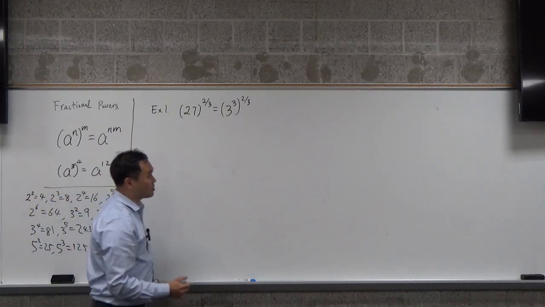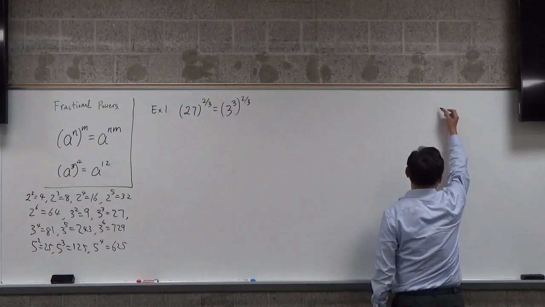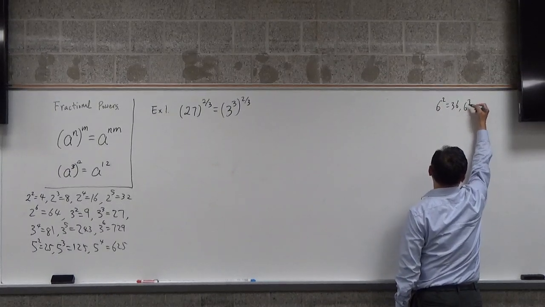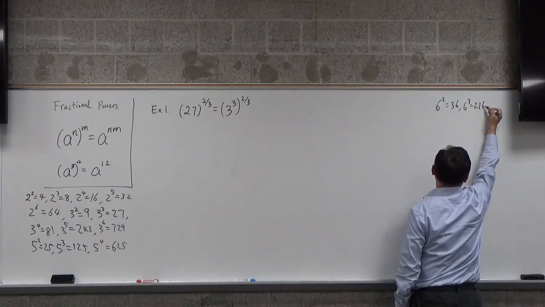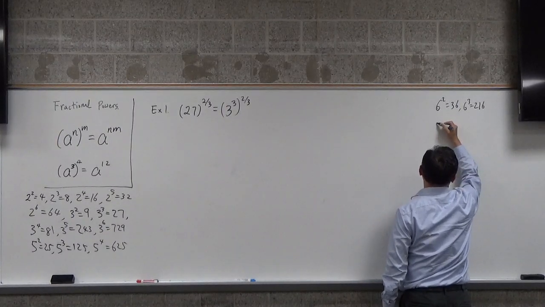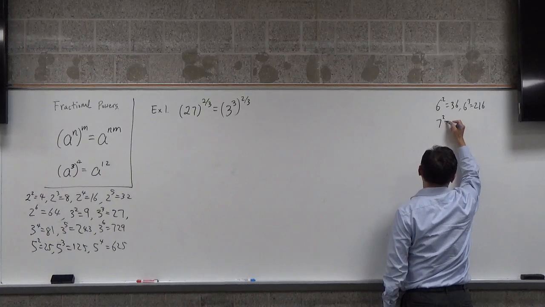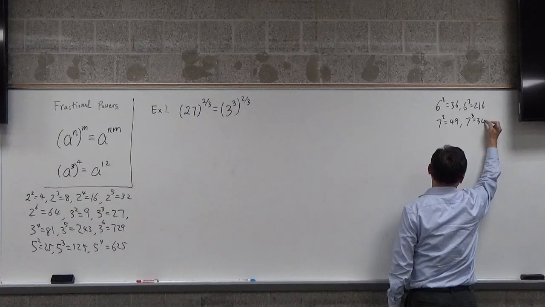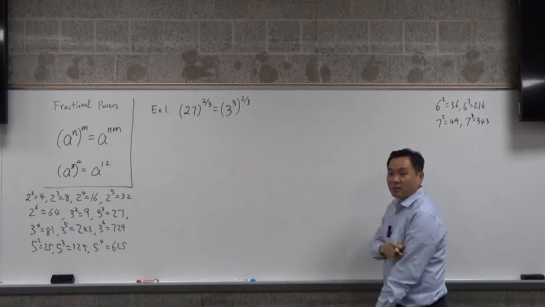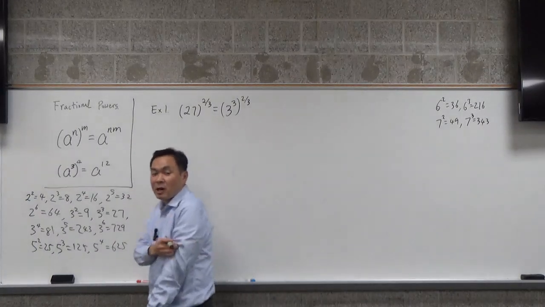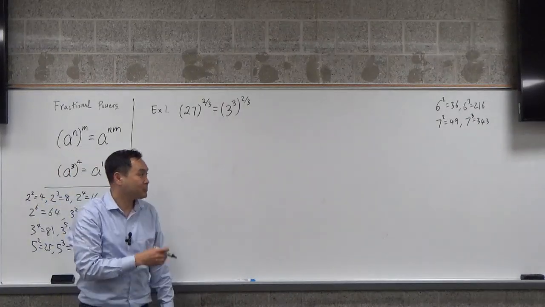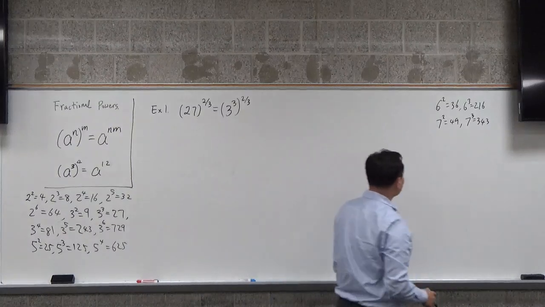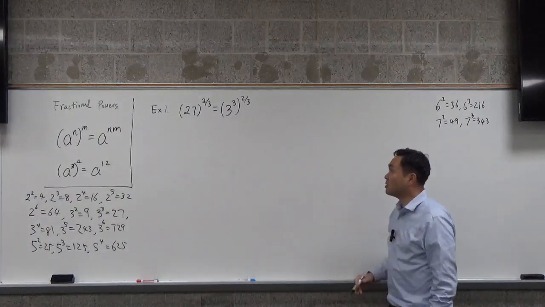How about powers of 6? Maybe I'll write over here. 6 squared is 36. 6 cubed is 216. 7 squared is 49. 7 to the third power is 343. Something like that. So these are some of the powers that you should memorize. Okay, so we'll refer back to these numbers as we solve some questions.